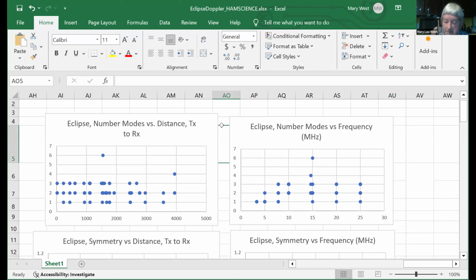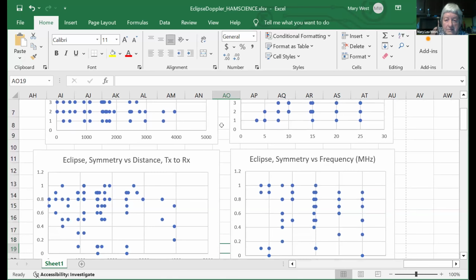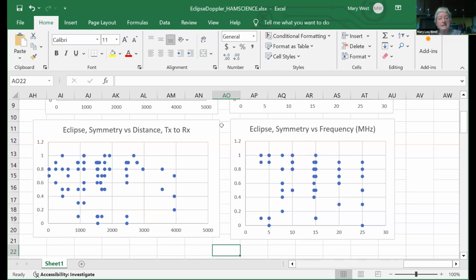All right, then we look at the next group down. So here we're looking at symmetry versus various things. So the left-hand group is our judgment of symmetry, ingress to egress, versus distance. And we had thought originally that if you have a very large distance between the transmitter and your receiver, then you have lots of time for things to get messed up and there would be less symmetry. Well, maybe, but not convincingly.